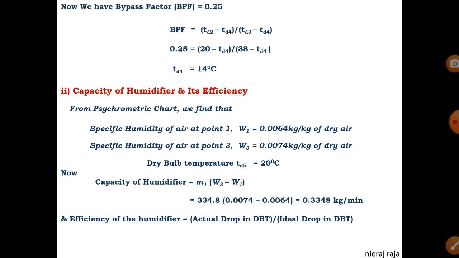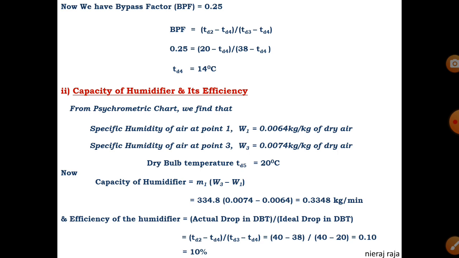Ideal drop must reach the saturation conditions, and at saturation we got dry bulb temperature of 20 degrees Celsius. So 40 minus 38 is the actual drop, and the ideal drop is 40 minus 20. So 10% is nothing but the efficiency of your humidifier.